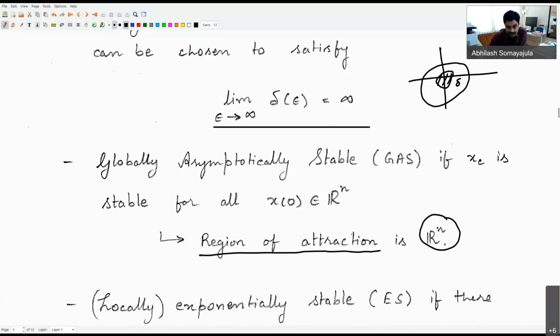For linear systems, usually this will always be a globally asymptotically stable system. If the equilibrium point is asymptotically stable, it will be globally asymptotically stable for a linear system. For nonlinear systems, that's not the case. Okay, and I'll give you an example right now to see and appreciate what is going on.